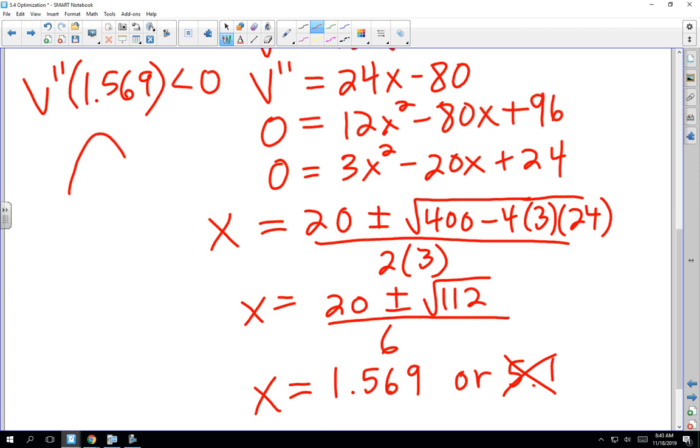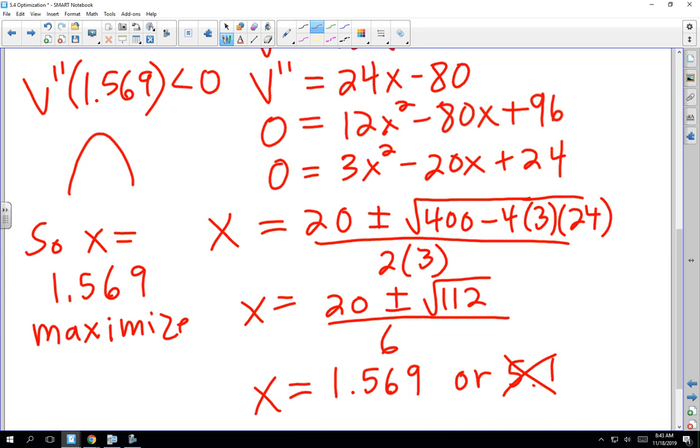So I've got this picture happening, right? So x equals 1.569 maximizes volume.